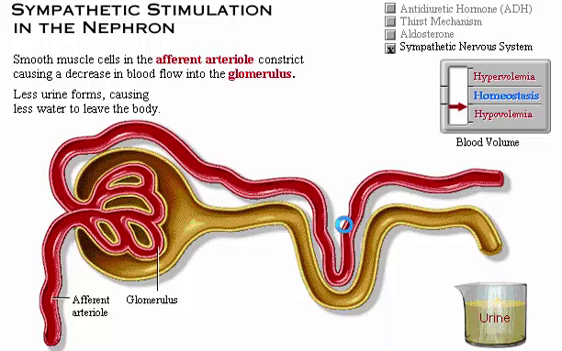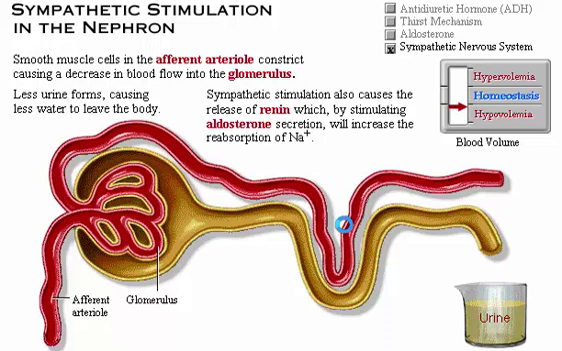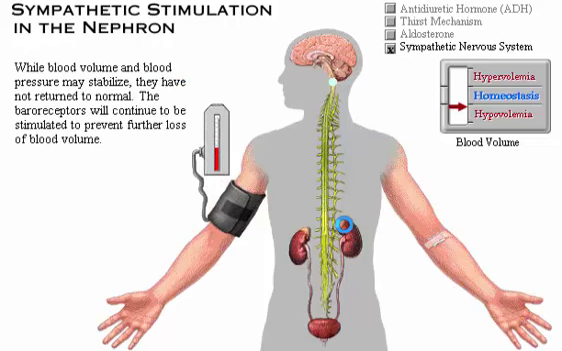Sympathetic stimulation also causes the release of renin, which, by stimulating aldosterone secretion, will increase the reabsorption of sodium. As a result, blood volume will stop decreasing and blood pressure may stabilize. However, because the blood pressure and blood volume have not yet returned to normal, the baroreceptors will continue to be stimulated to prevent further loss of blood volume.